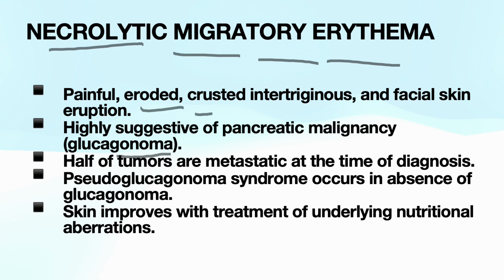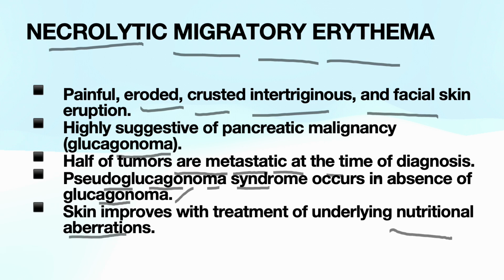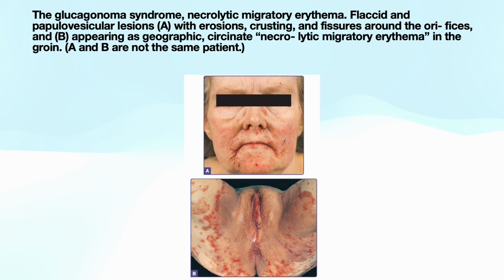It's a painful, eroded, crusted, migratory lesion. Okay, half of the tumors are metastatic at the time of diagnosis. There is a syndrome called pseudoglucagonoma syndrome that can occur in the absence of this. Skin improves with the treatment of underlying nutritional aberrations. Okay, yeah, here we go. Glucagonoma syndrome. This is again necrolytic migratory erythema. Same patient. Just take a look at this.